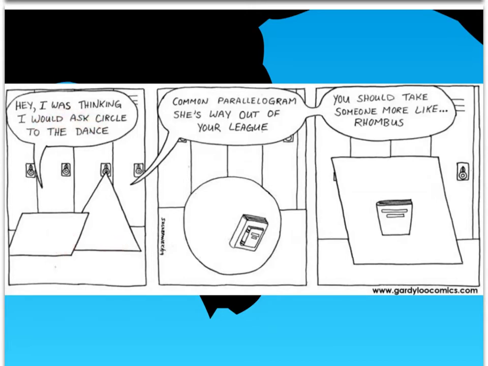So a parallelogram and a triangle are talking. Hey, I was thinking I would ask Circle to dance. Come on, parallelogram, she's way out of your league. Here's Circle. You should take someone more like Rhombus. So again, this is kind of a dorky little joke, but rhombuses and parallelograms are very similar, whereas a circle doesn't even have angles.